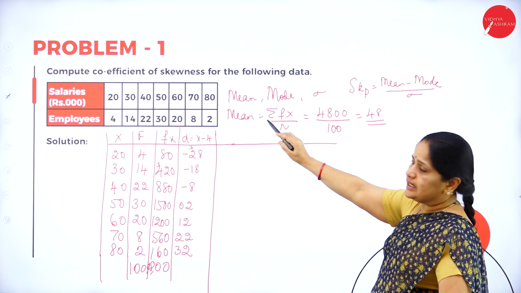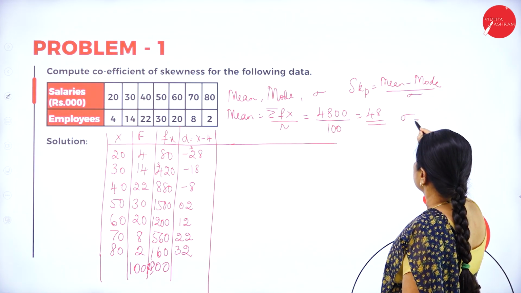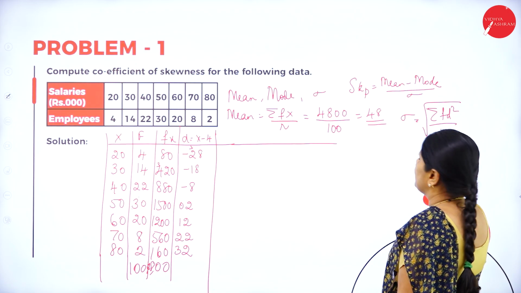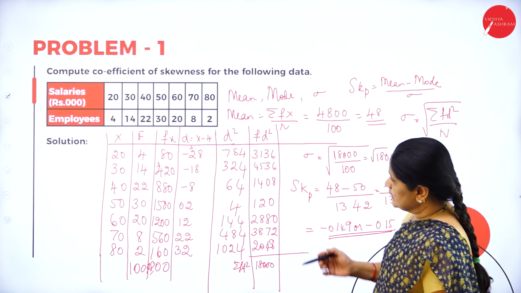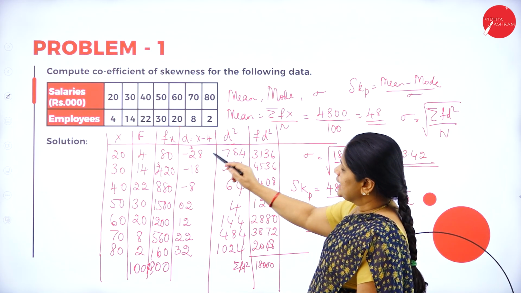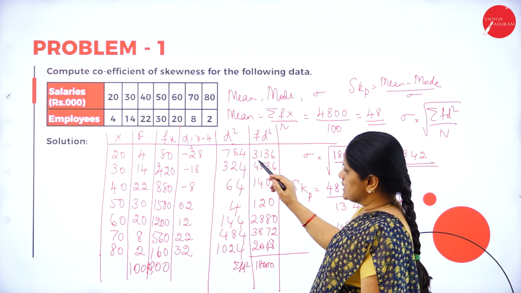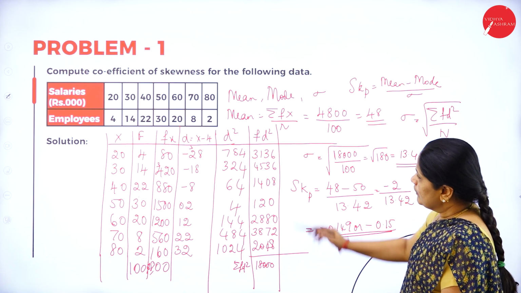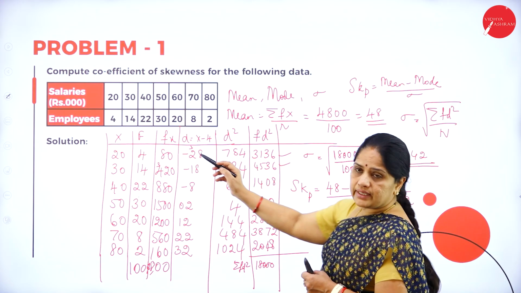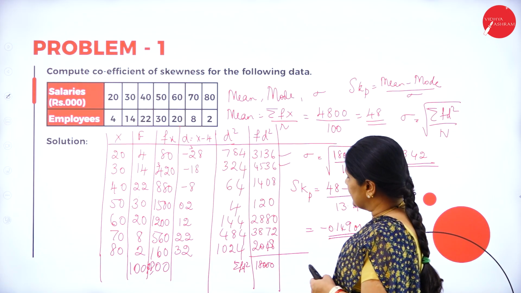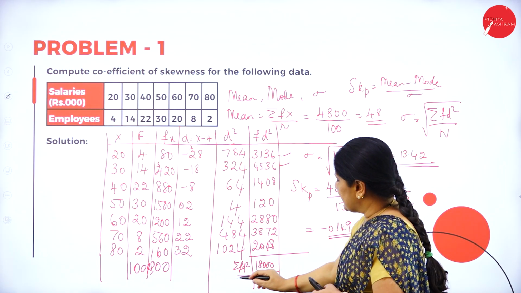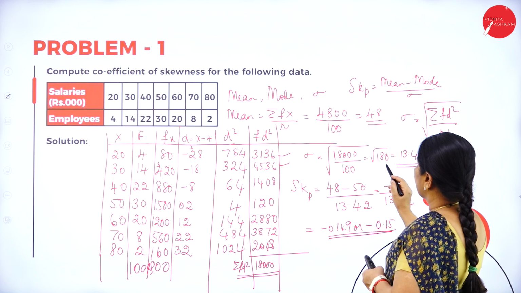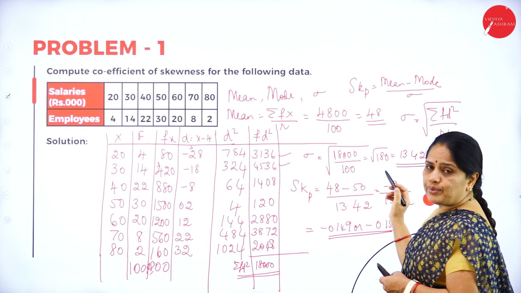See, we have the mean here. So we calculate the standard deviation as root of sigma FD square divided by n. Now if we can see here, we have the D square column. 28 into 28 is 784, 18 into 18 is 324. So in this way we calculate the column. Now FD square: we are multiplying the frequency into the D square. So I get sigma FD square as 18,000. Now standard deviation will be root of 18,000 divided by 100, so the root of 180, that is 13.42.